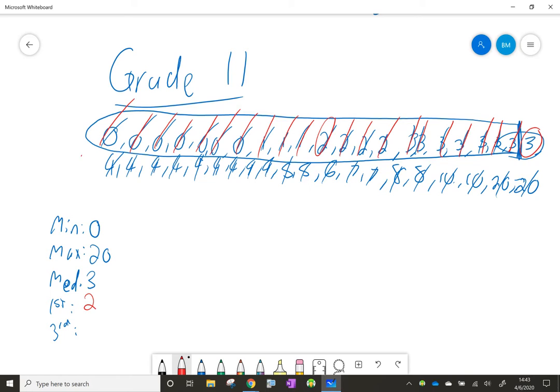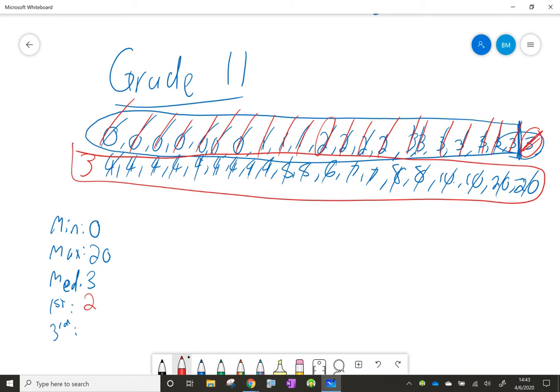And then for our third quartile, let me just move this 3 over here to make this easier. So we're going to have 1, 2, 3, 4, 5, and repeat that four times. Okay, it looks like we got 5 in the middle.